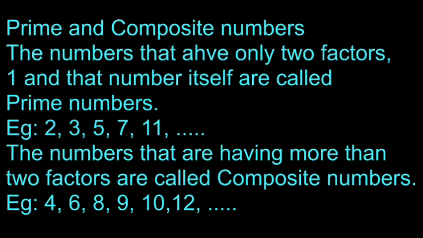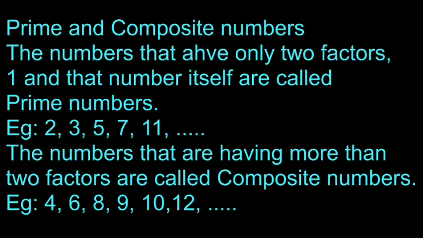Next, prime and composite numbers. The numbers that have only 2 factors, 1 and that number itself, are called prime numbers. For example, 2, 3, 5, 7, 11. Why? Because the factors of 2 are 1 and 2. The factors of 3 are 1 and 3. Factors of 5 are 1 and 5, etc. And the numbers that have more than 2 factors are called composite numbers. Example: 4, 6, 8, 9, 10, 12, etc.